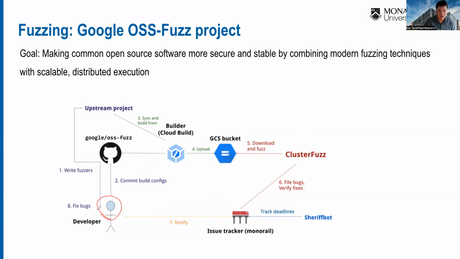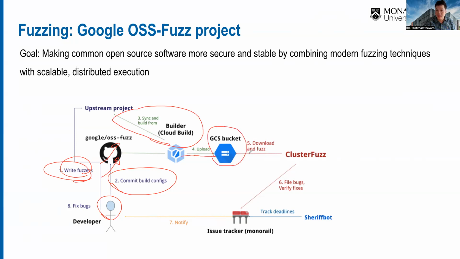First, the developer writes a fuzzer, configures something, and contributes it into Google OSS-Fuzz. This is the fuzzer infrastructure at Google. You create your own fuzzer and submit it. If they approve, they deploy it to the cloud, sync and build from Cloud Build, and upload to a Google Cloud bucket. Then each instance or virtual machine in the cloud just downloads and fuzzes it via the ClusterFuzz system.